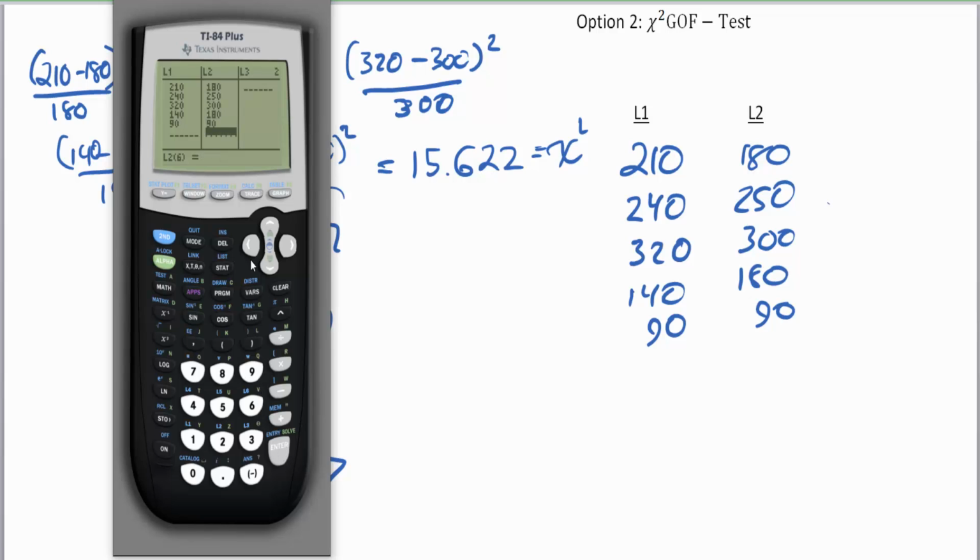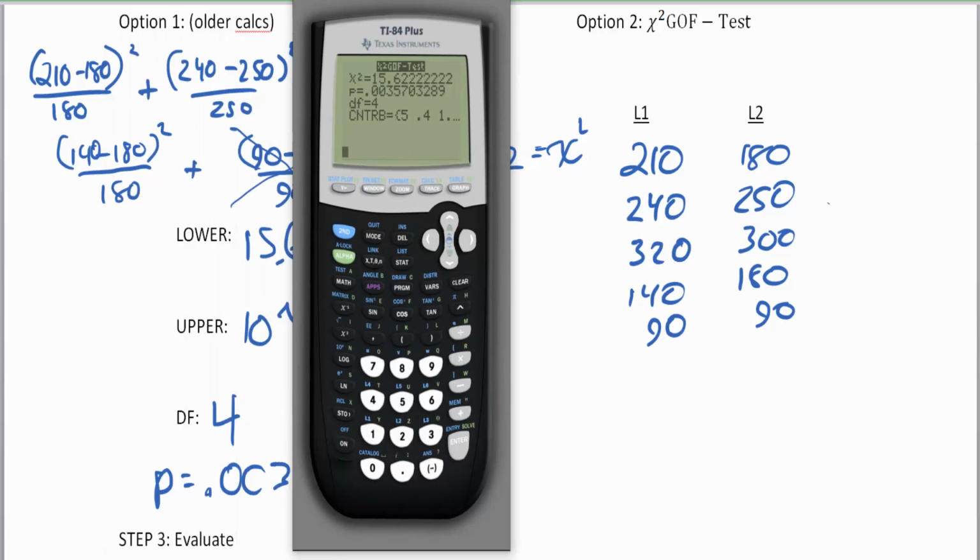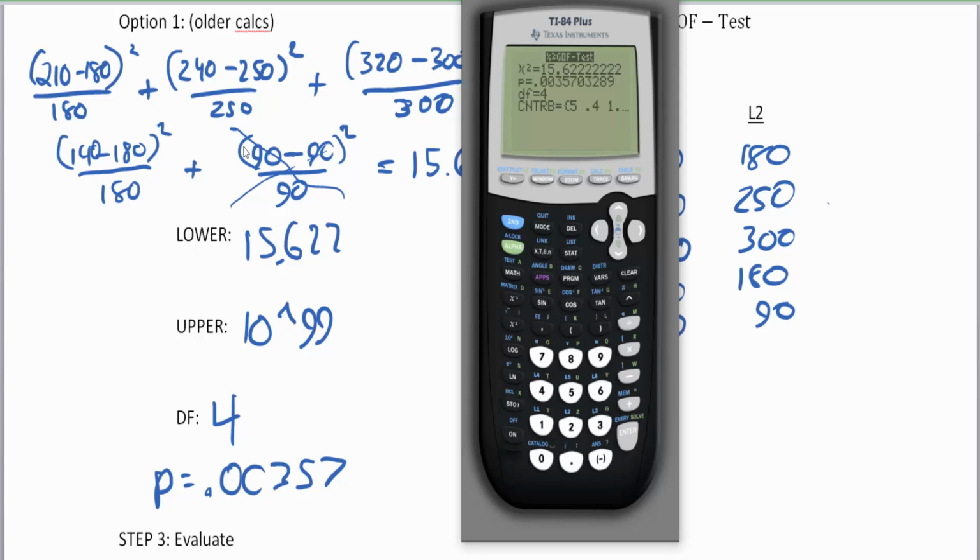Okay, there we go. I got list 1 and list 2 in there, and now I'm going to go stat, move over to the tests, and I'm going to scroll on down until I get to chi-squared goodness of fit test. Make sure you use the goodness of fit test and not the chi-squared test. That's for the next series of videos, when we test for independence and test homogeneity. Alright, so we got our list 1, list 2 is observed and expected. My degrees of freedom is 4, and I'm going to calculate. And lo and behold, that's exactly what I got before by putting all 4 of these terms, observed minus expected squared divided by expected. And I also got my p-value exactly the way I needed it.